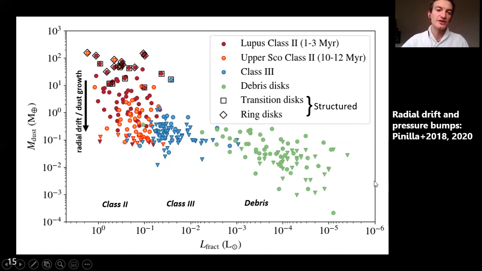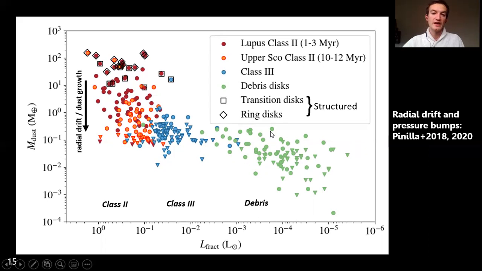And so the processes that are governing the disk dust mass evolution in the class 2 objects, we propose are mainly radial drift and dust growth. And what particularly separates these structured objects from the remaining disks is that these structured objects are believed to have pressure bumps. And so we see these in the gaps and the rings, and these pressure bumps efficiently halt radial drift. And so this was explored in models by Pinilla et al.